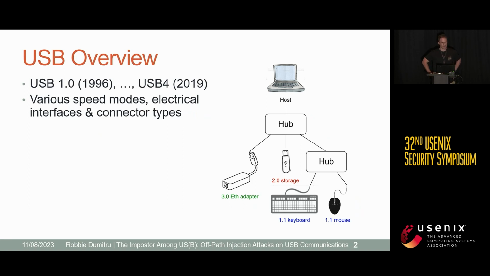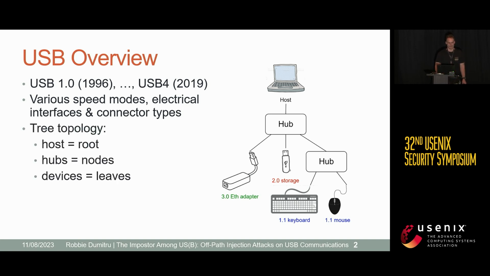So to give a bit of background, USB nowadays is the de facto standard for connecting peripherals to computers. And since its introduction in the 90s, there's been 4 major versions of the standard, each of which with their own various speed modes, electrical interfaces, and connector types. However, a few things have remained constant about the standard over time.